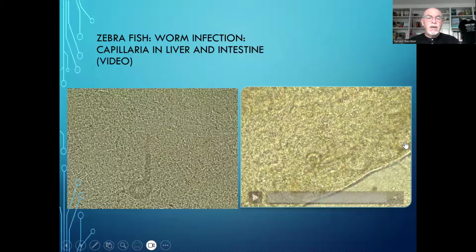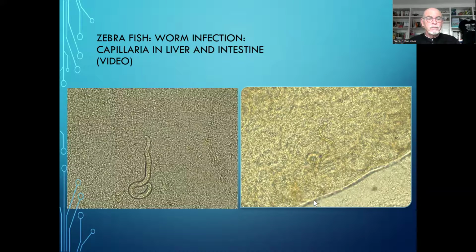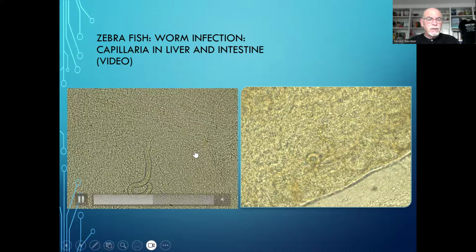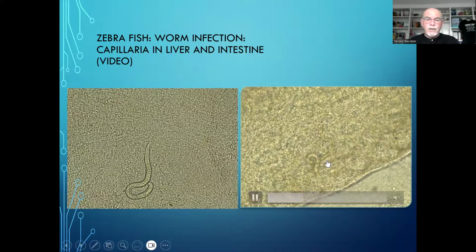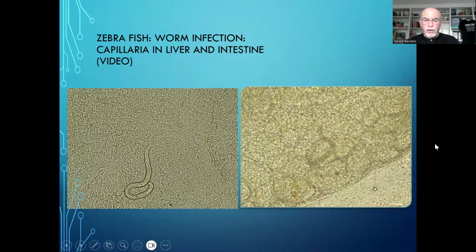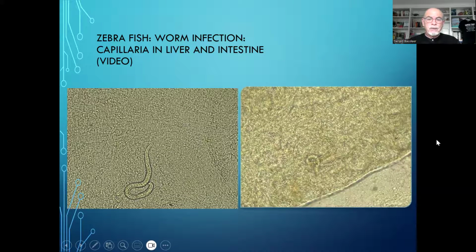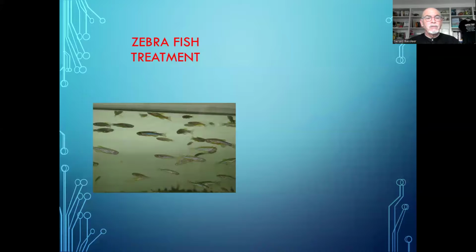And at the same time, we found Capillaria nematode worms here on the left in the liver, a small one. And then we saw one here also in the intestine or in the gut. And there already you can see some eggs developing on this Capillaria. So: parasites, Cryptobia, worms, Capillaria, and a bacterial infection.